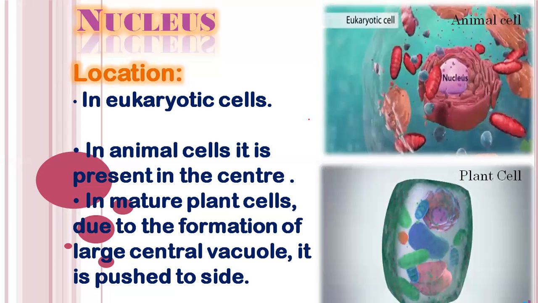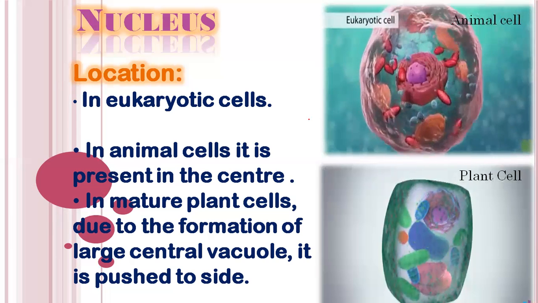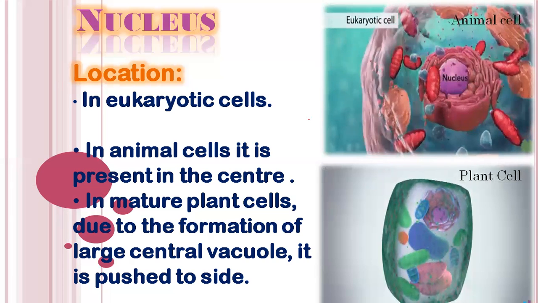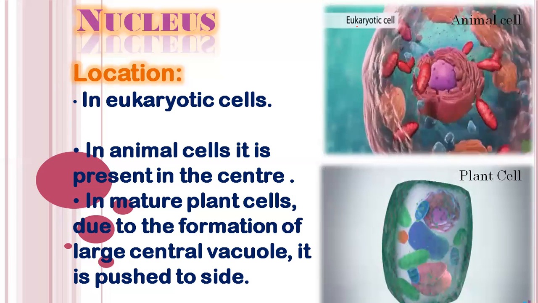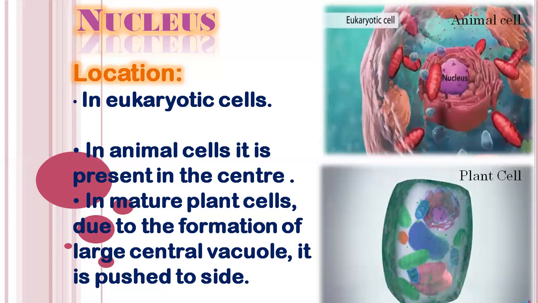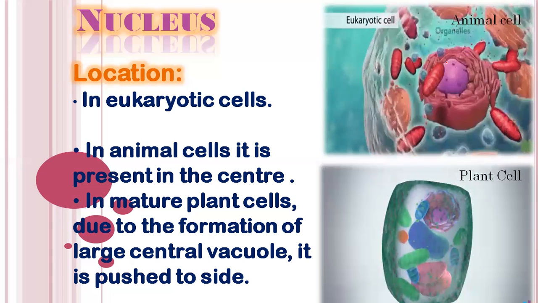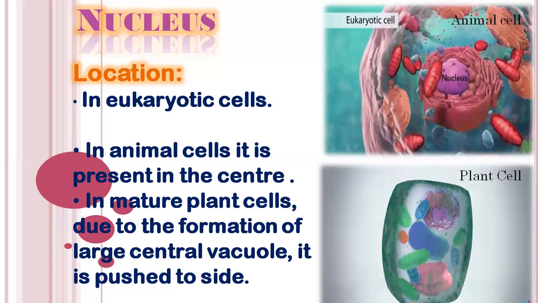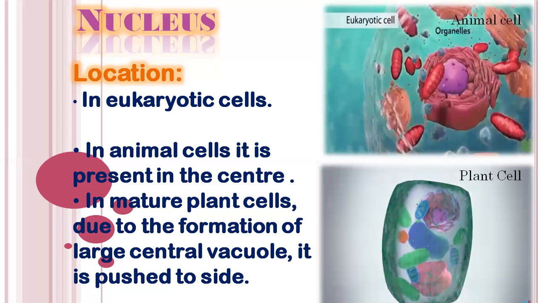But there is one very important difference on which the names of these cells are based, that is eukaryotic and prokaryotic. Eu means true, karyotic means nucleus. The cells which have a true nucleus, it means a proper cell organelle which is bounded by a nuclear membrane, a proper nuclear membrane, and inside that the genetic material is present.